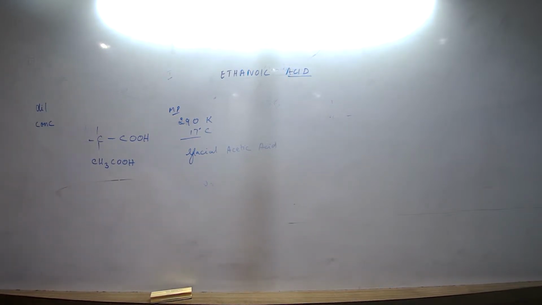The melting point of pure ethanoic acid is 290 K, and hence it often freezes during winter in cold climates. This gives rise to its name, glacial acetic acid. Mark it in your textbook, I'll make you write it.